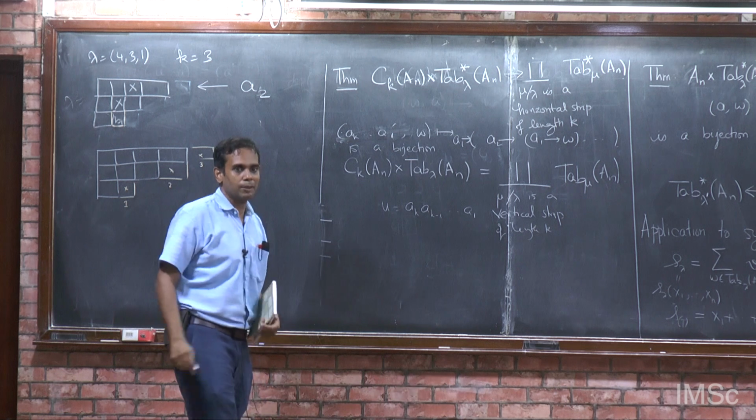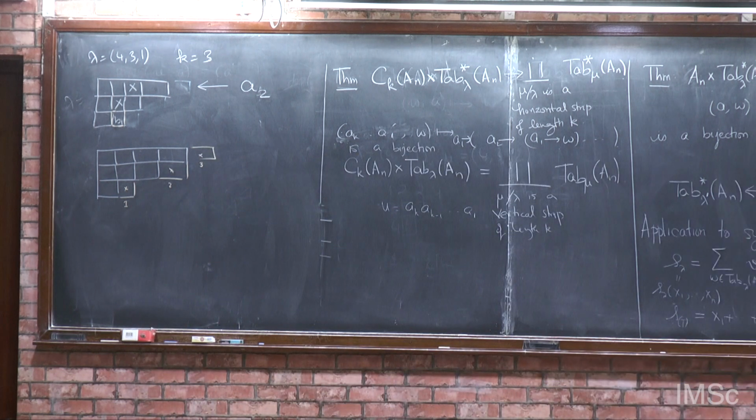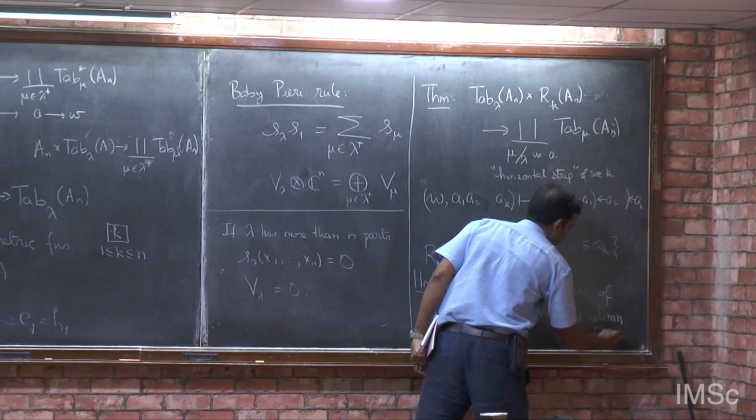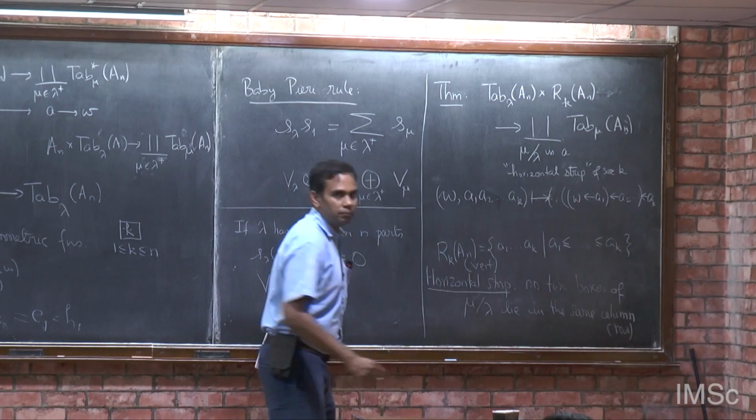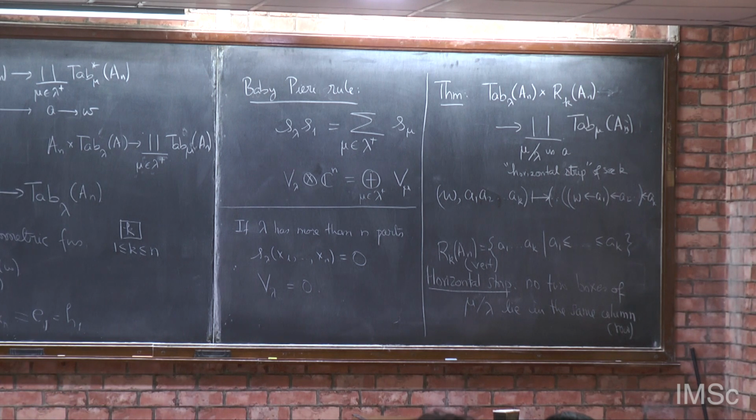Replacing lambda by lambda prime. And what is the definition of vertical strip? You just replace column by row. And the implications for symmetric function theory and representation theory are what are really called the Pieri rules.